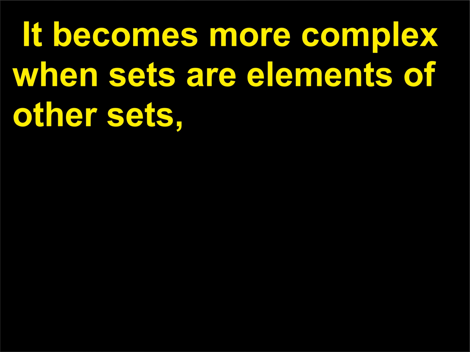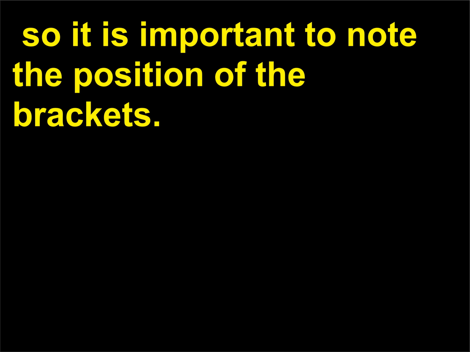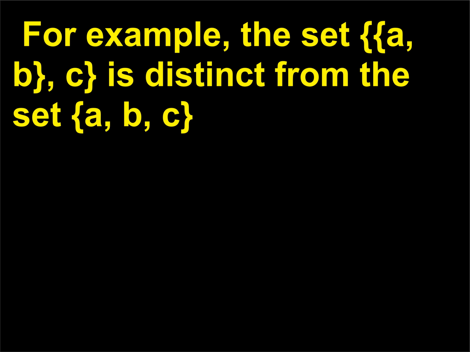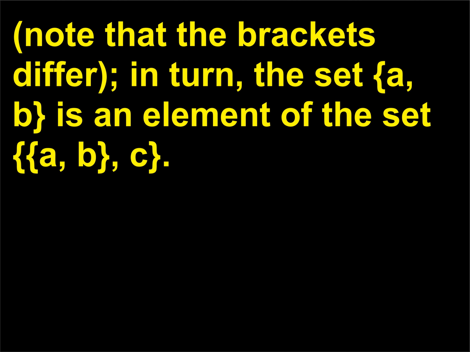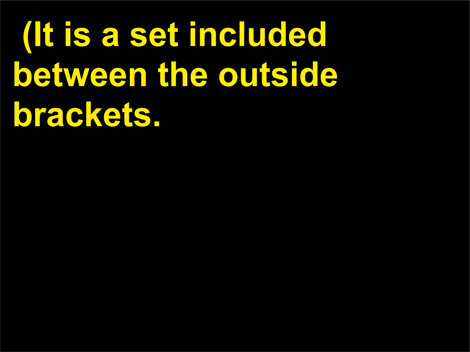It becomes more complex when sets are elements of other sets. So it is important to note the position of the brackets. For example, the set {A, B, C} is distinct from the set {{A, B}, C}. Note that the brackets differ. In turn, the set {A, B} is an element of the set {{A, B}, C}. It is a set included between the outside brackets.